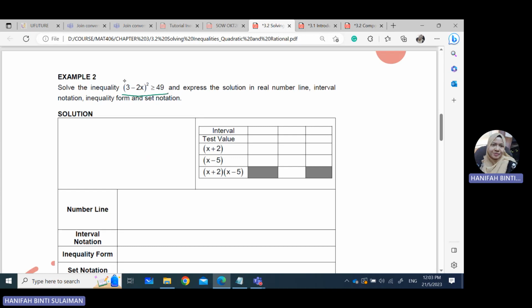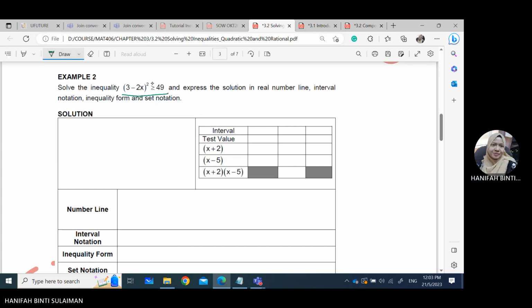Okay, so ni we have quadratic. Quadratic sebab kuasa 2 kan? Kuasa 2 kat sini. So kita dapat 3 minus 2x, the whole thing to the power of 2 greater than or equal to 49. So untuk case yang ini, we need to expand for this quadratic equation. So here we have 3 minus 2x. Darabkan dengan kuasa 2 kan? Darabkan 3 minus 2x is greater than or equal to 49.